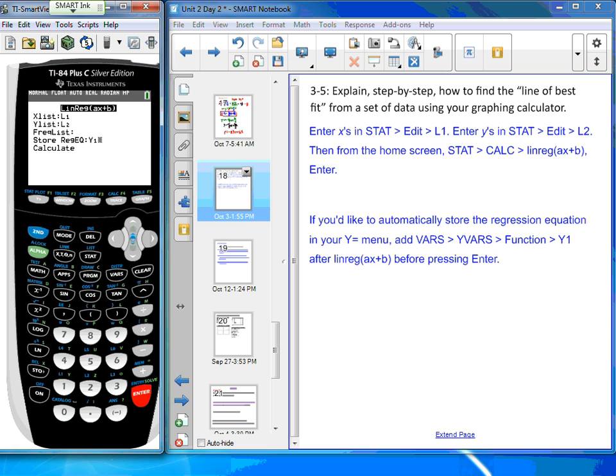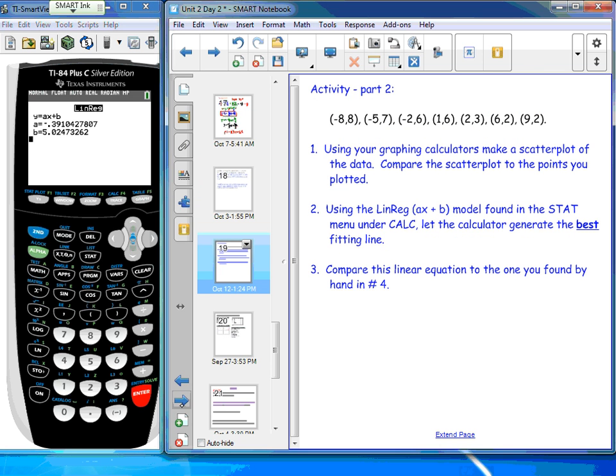If you don't have this screen because you have an 83 that you're borrowing, after LinReg you can do the same exact thing. Vars, Y vars, Function, Y1, enter. And now we can go ahead and calculate it by pressing enter on calculate or enter on your home screen. And voila, the calculator will spit out the slope, that's my a, plus b is my y-intercept, and tell me what my equation is.